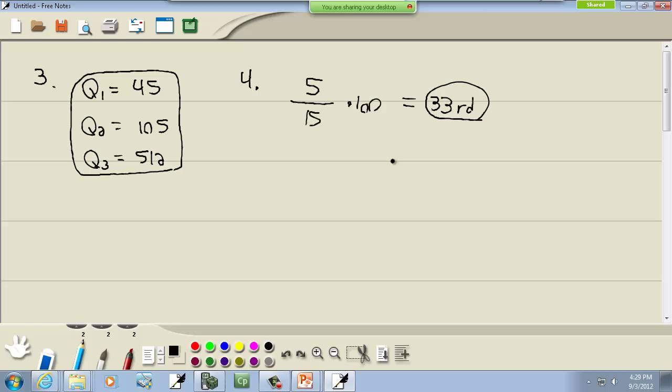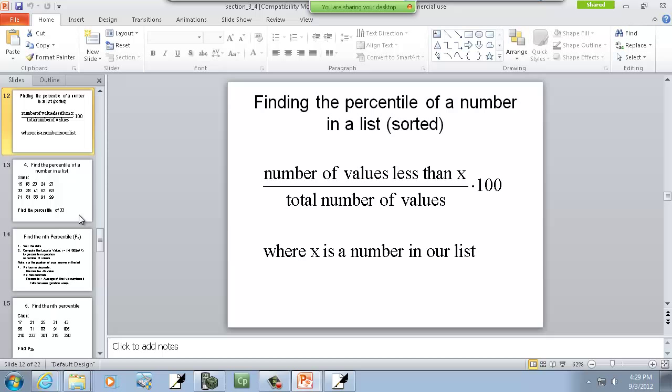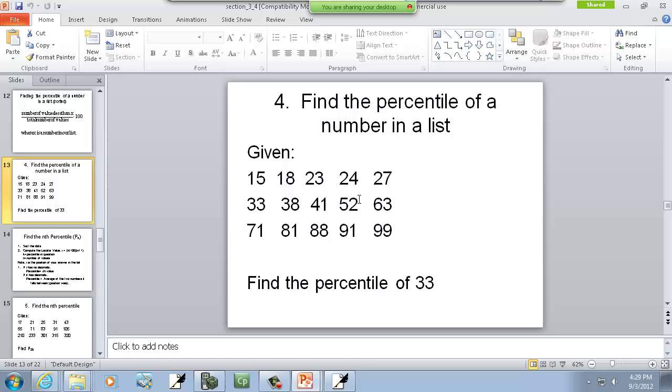It means that this value here, the 33, is greater than 33% of the data, basically. And that maybe looks about a third of the way, doesn't it? Now, usually you round like normal on that.